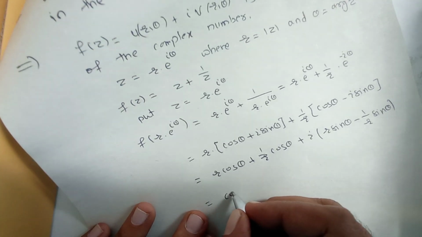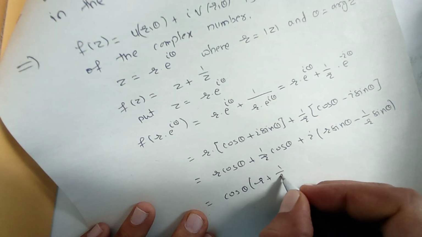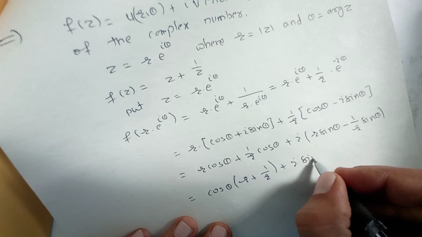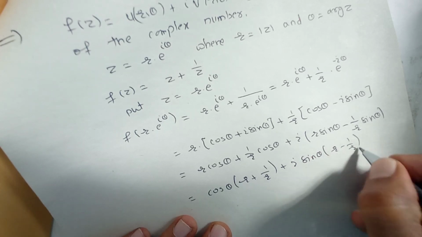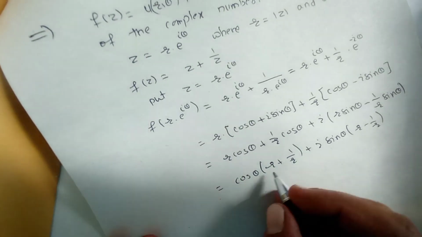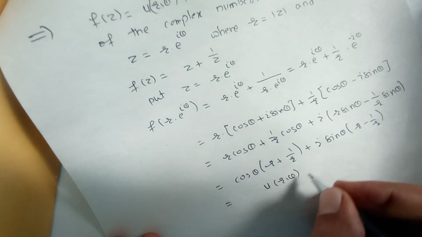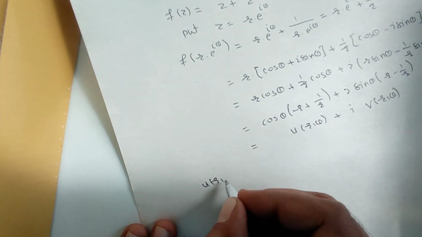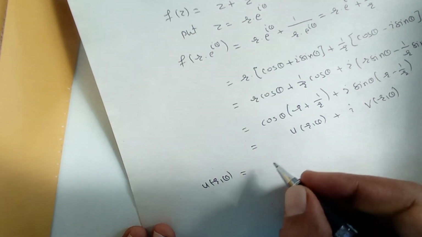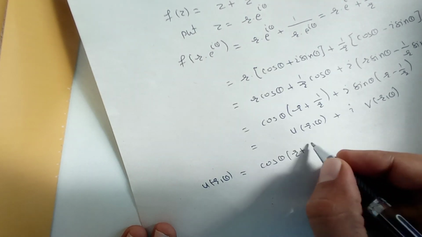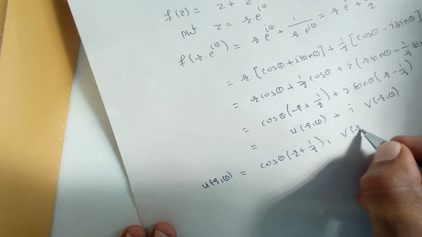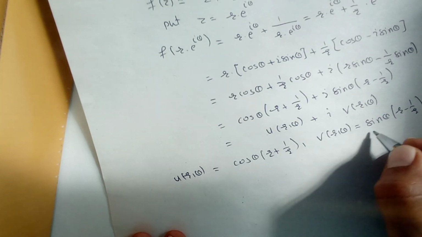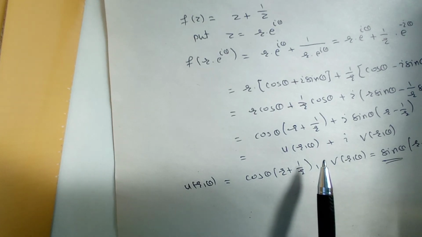So it is equal to, take cos theta common, r plus 1 by r, plus i, take sin theta common, r minus 1 by r. So it is u of r theta plus i v of r theta, where u of r theta is equal to cos theta into r plus 1 by r, and v of r theta is equal to sin theta into r minus 1 by r. So this is the proof of this example.